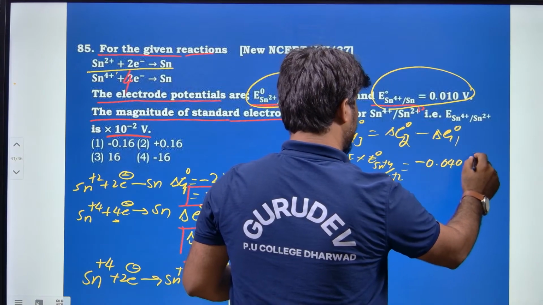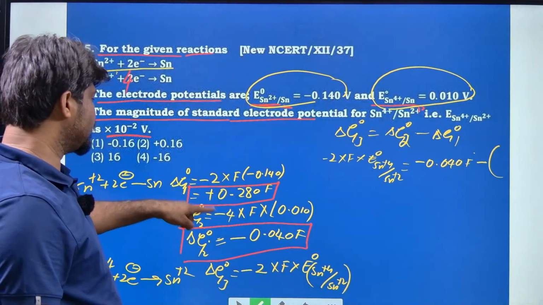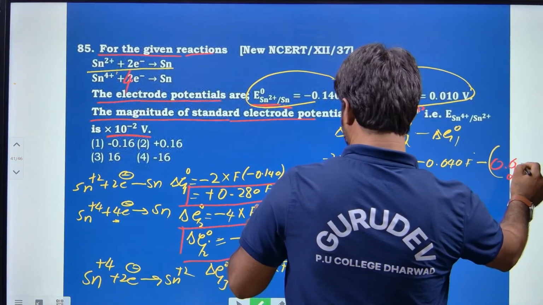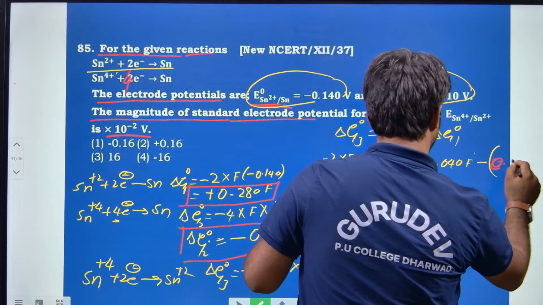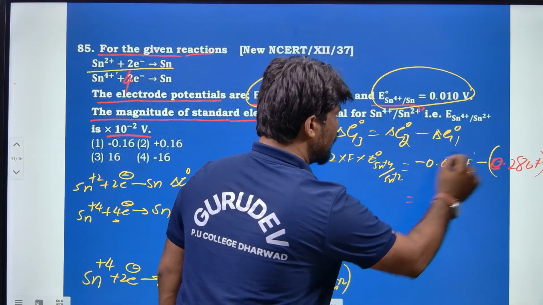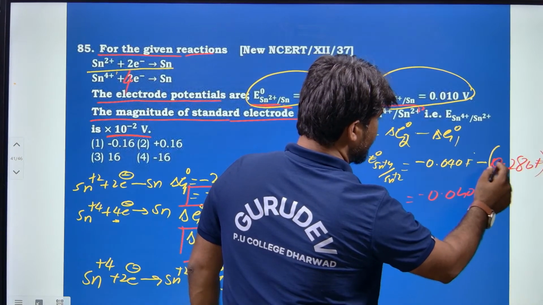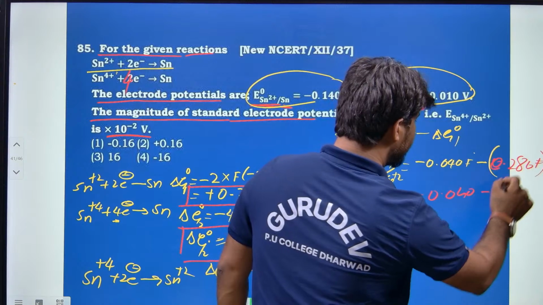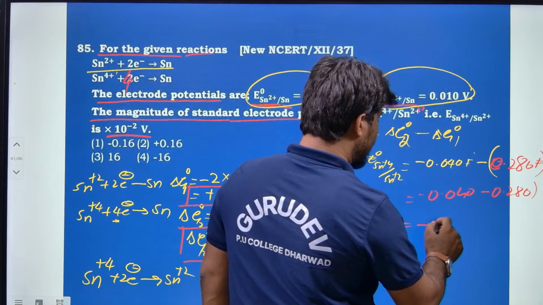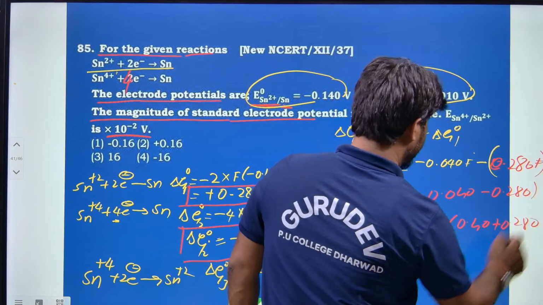Minus 0.040 F, minus of. What is G1? The value of G1 is this one, 0.280 F. Now do the simplification: multiply the minus here, minus 0.040 minus 0.280. Now take the minus common and take F common here, that is 0.040 plus 0.280.